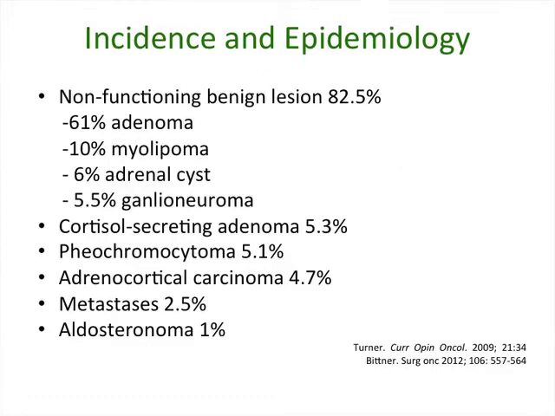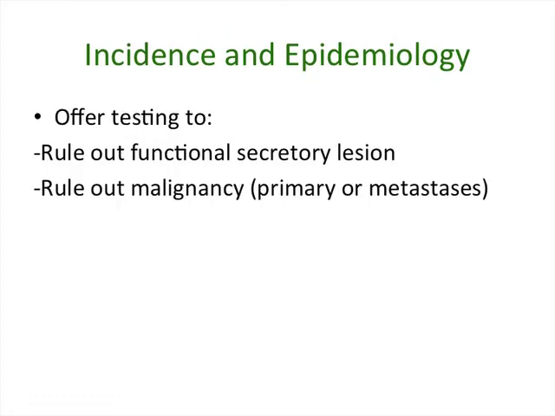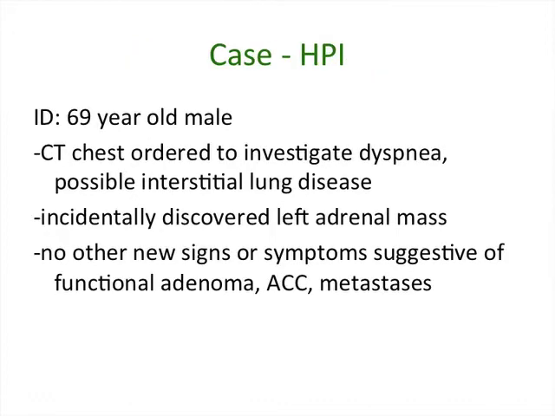The majority of adrenal incidentalomas are benign, non-secretory, and clinically silent adenomas. Looking at the numbers, over 80% of incidentalomas are benign. Of those benign lesions, 60% will be adenomas, 10% myelolipomas, with roughly 6% being adrenal cysts and ganglioneuromas, respectively. Cortisol-secreting adenoma, pheo, and adrenal cortical carcinoma will be discovered about 5% of the time each, with metastases and aldosteronomas being found even less frequently. Patients with an incidentally discovered adrenal mass are offered further workup to rule out functionality and to rule out malignancy, be it primary or metastatic disease.